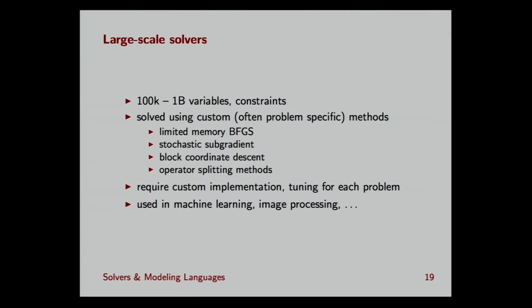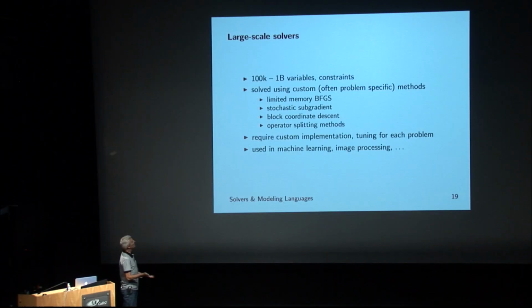So let me talk about large-scale problems. These might be in the 100,000 to a billion variables, and of course there are bigger ones, right? And these are solved using custom, often problem-specific methods. These would be things like, this doesn't matter, but things like limited memory BFGS, stochastic subgradient, block coordinate descent. And actually, not quite seriously, while I have been speaking, at least 2 or 3 articles on each of these has appeared in some machine learning or other journal, right? And that's fine. It's not hurting anybody really.